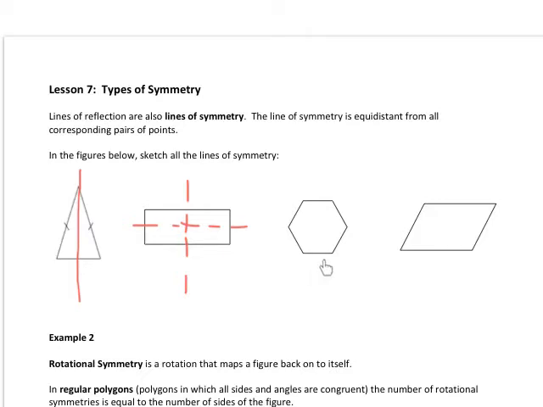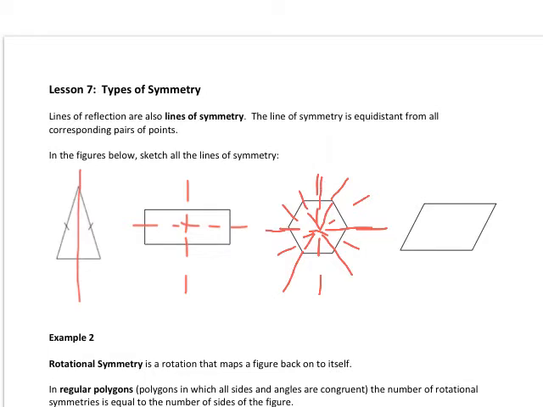Because it has an even number of sides, I can draw lines of symmetry that bisect the sides and also bisect the angles. So I've got several lines of symmetry here. In fact, there's going to be 6 different ones. So if I bisect all the sides, I have 1, 2, 3 lines of symmetry. And then if I bisect all the angles, I've got 4, 5, 6. So that looks a little nutty there.